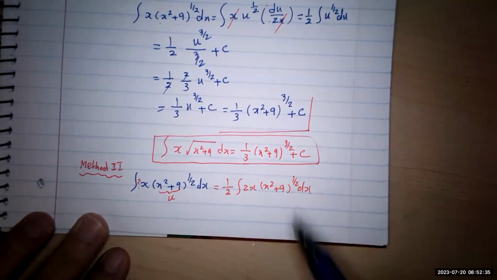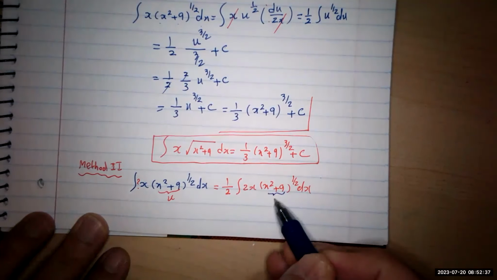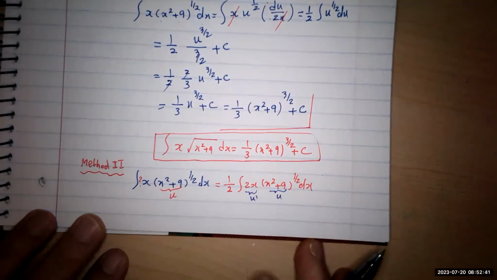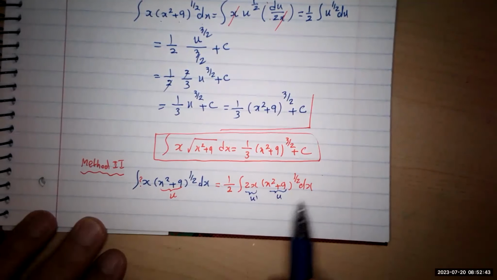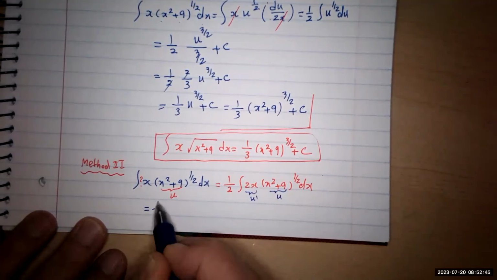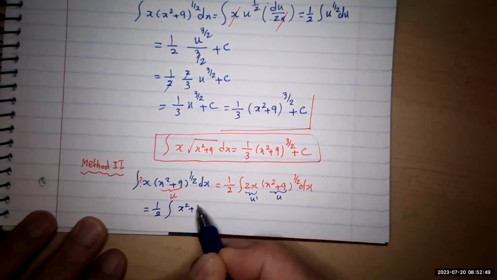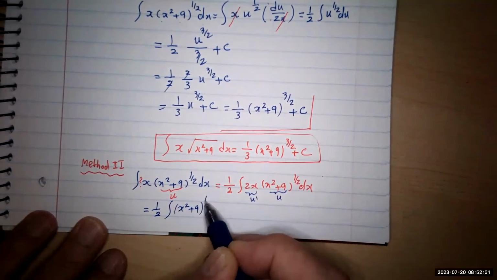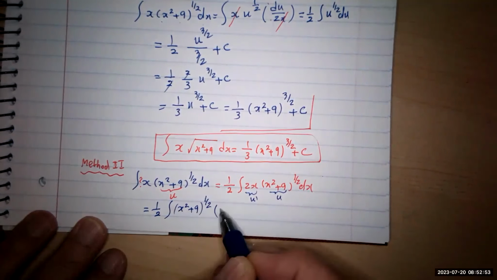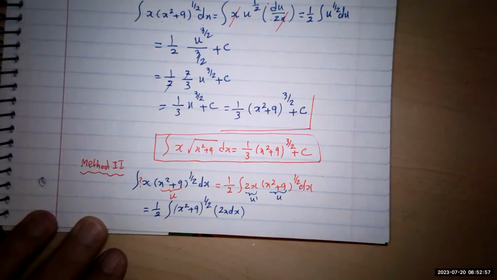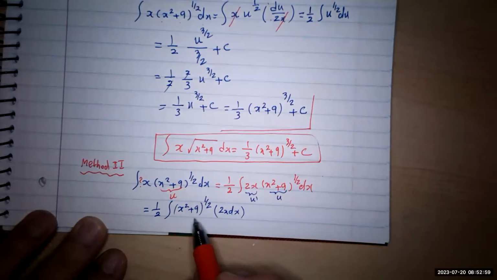Now this is u, and this is u prime. So the pairing is possible. What you do is pair these two together. That gives you 1/2 integral of x squared plus 9 to the 1/2 times 2x dx. You see? Automatically you get whatever we did over there. So this is u, this is du.